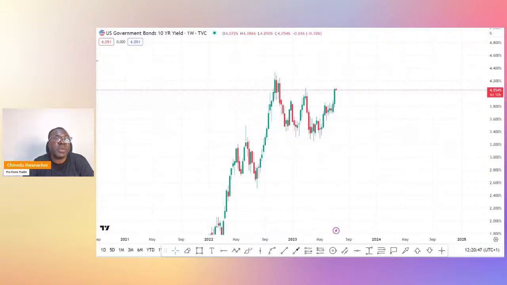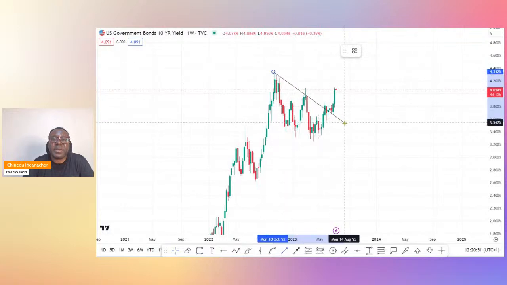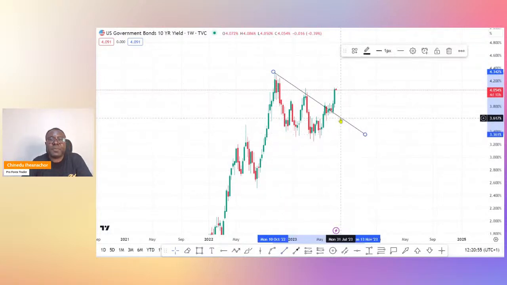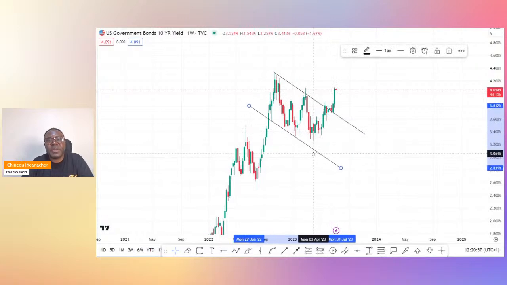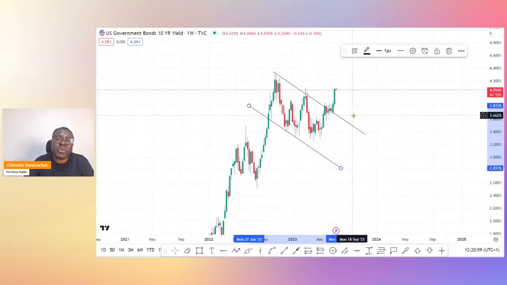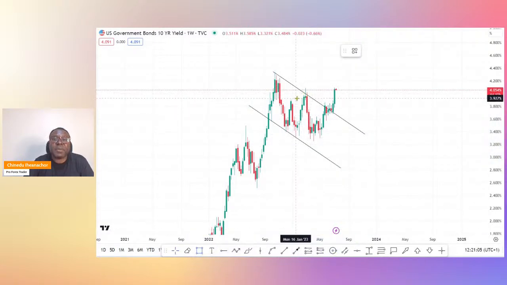I saw something here. It's a very deep correction, right? It's a deep correction that got broken here, but market price is currently at a resistance level.